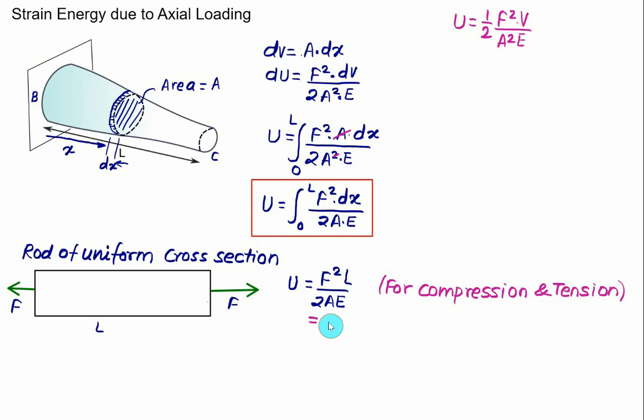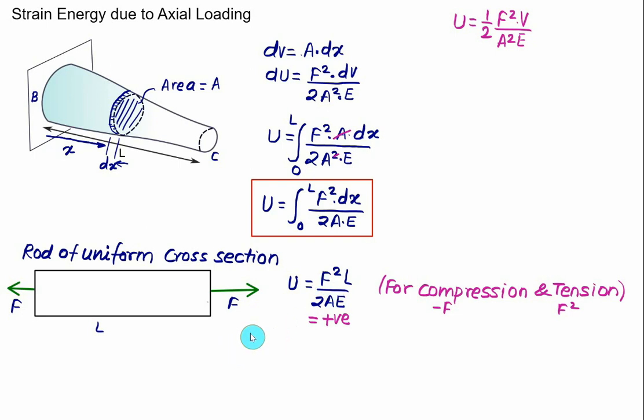So strain energy, whether your force is positive or negative, is always a positive value. For compression, you have to use the negative value of F. The square of negative F is positive, and the square of a positive term is always positive. So the strain energy is always a positive term. So to calculate the strain energy, if you are given the value of force, you can use this equation.